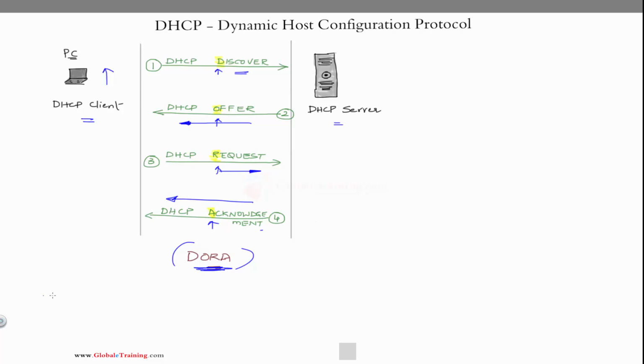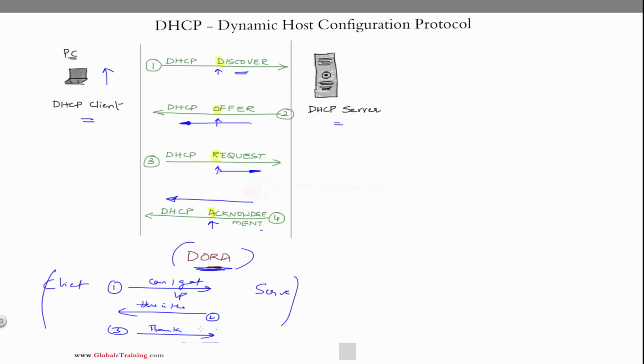If it were up to me, I would do something like this. You have a client, you have a server. Number one, hey, can I get an IP? And someone says, hey, here is the IP. And number three, you can say thanks as an acknowledgement. You're done. But technically, if you look from a different perspective, this is how it works. These are the actual communications that happen.